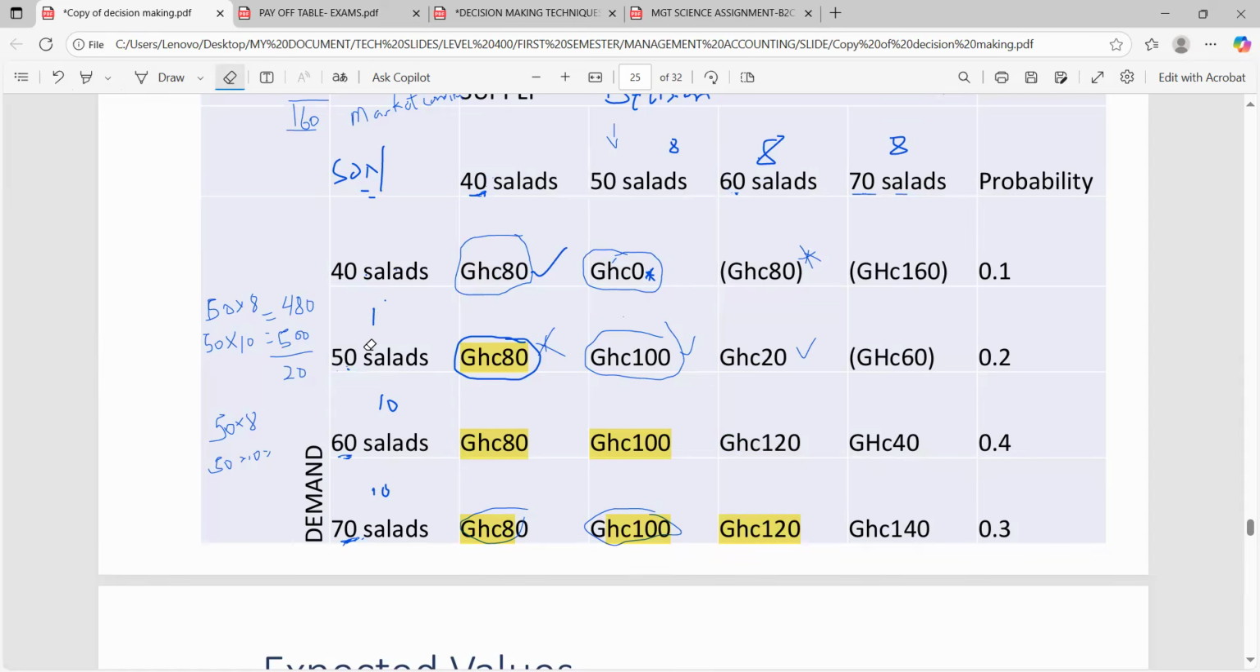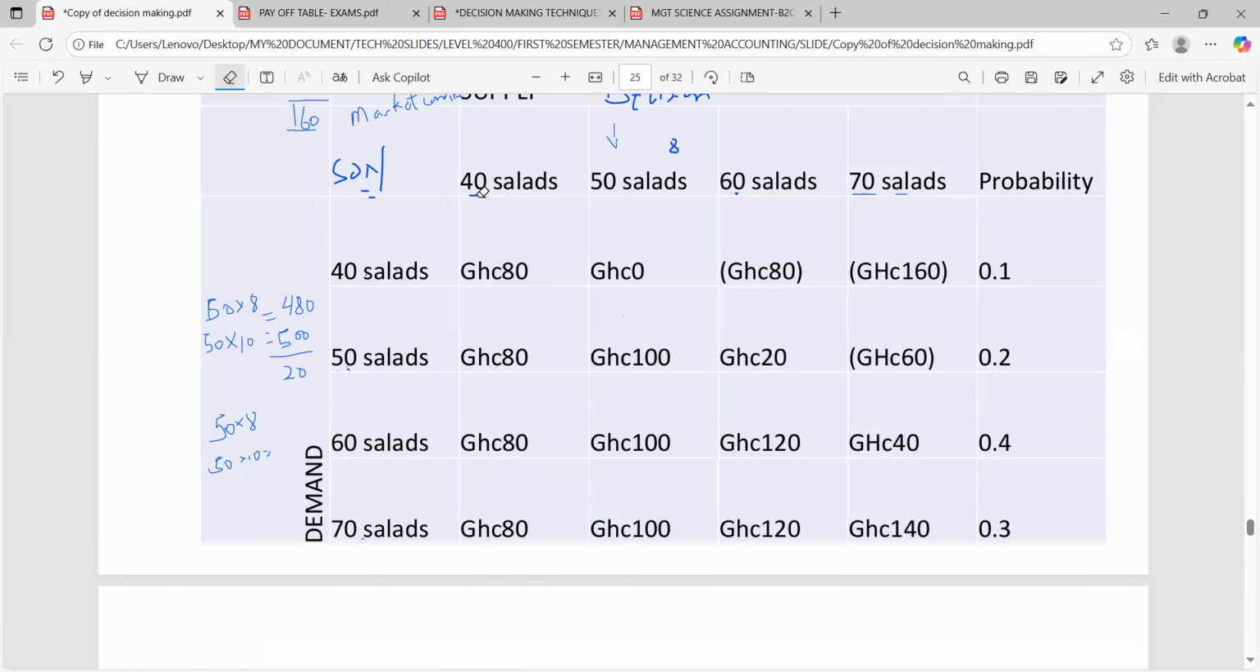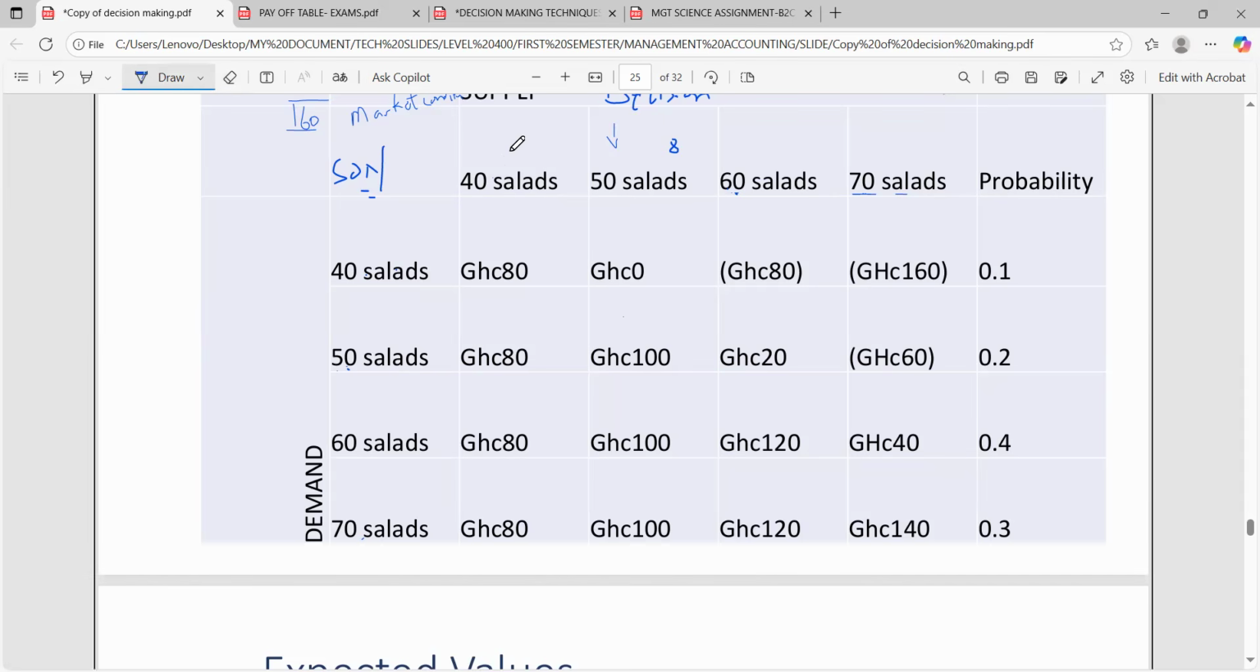After determining the payoff, if they ask you to do the maximax, can you do the maximax? This is the payoff that we have all determined together. So assuming we have been asked to do the maximax from this table, what will be the maximax from this table? It means that we need to go according to the alternative. So under the alternative 40, what is the maximum value? 80.